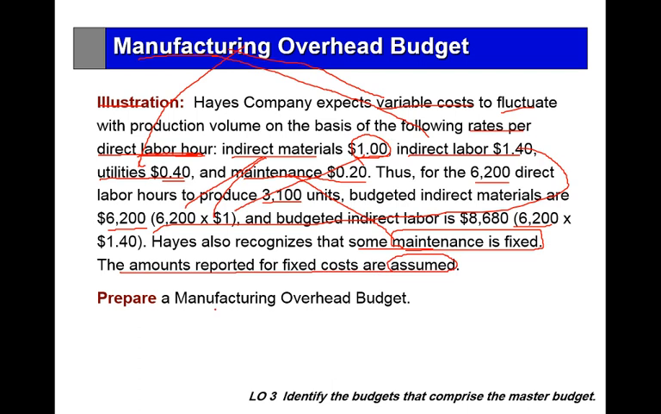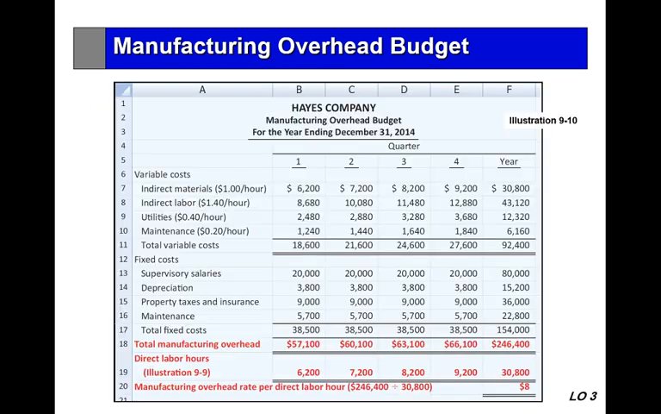Okay, preparing the manufacturing overhead budget. We must go ahead with the company's manufacturing overhead budget. The title of the report covers the period ending 31st December 2014, with the first, second, third, and fourth quarters and the year. Variable costs are the first part and fixed costs the second part of the budget. The variable costs are indirect materials, indirect labor, utilities, and maintenance.